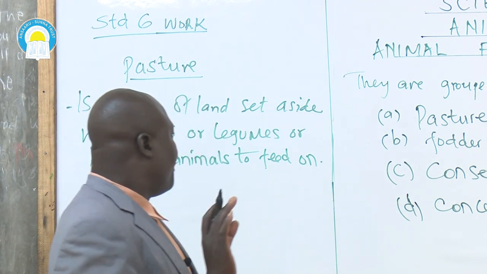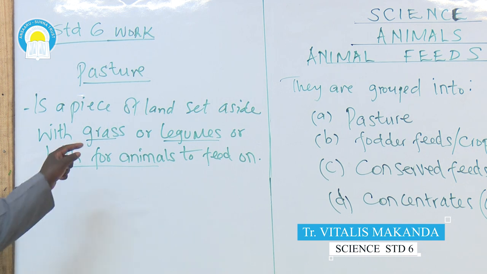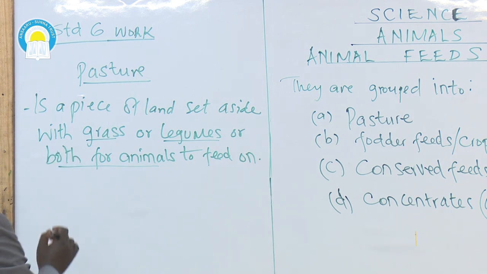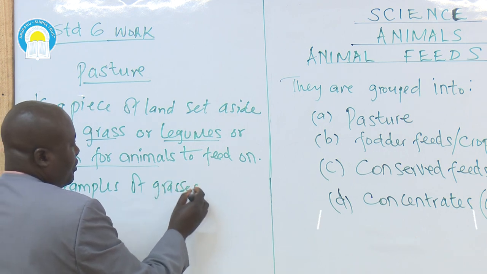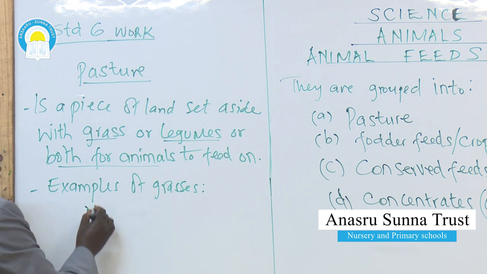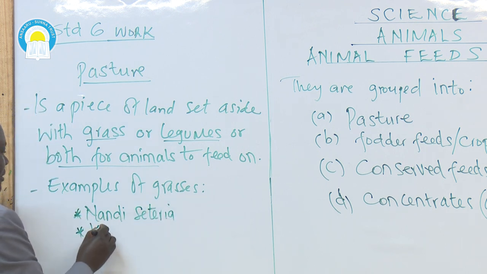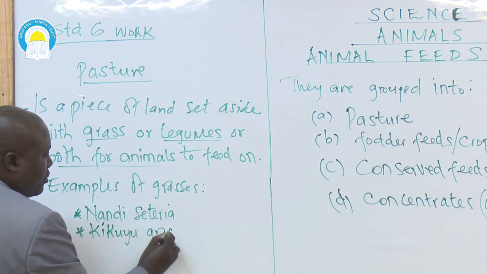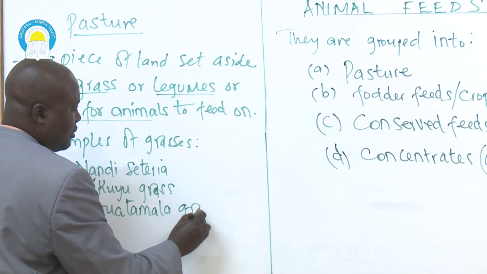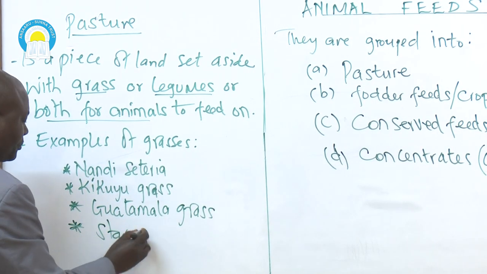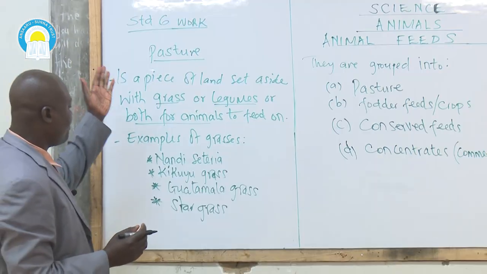Because I've talked about grass, I've talked about legumes, I've talked about both, let us start with examples of grasses. We have Nandi setaria. You also have Kikuyu grass. We have Guatemala grass. We also have star grass. And many others that you can name. Those are examples of the grasses found under pasture, but you have more.